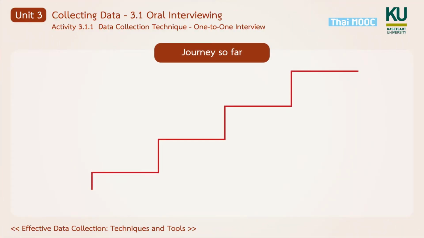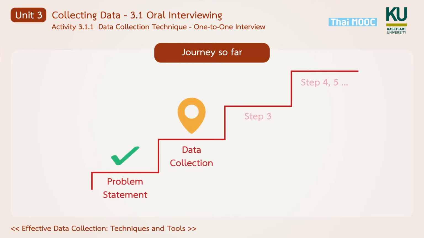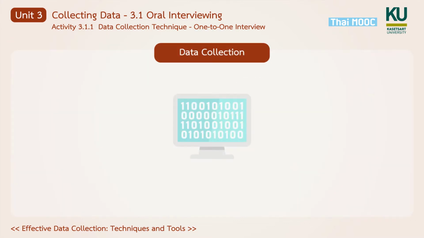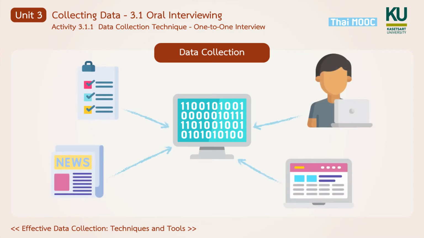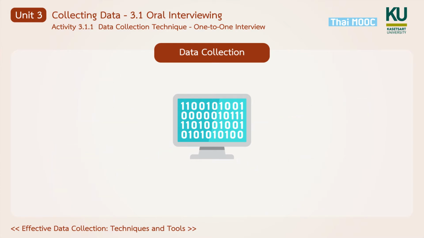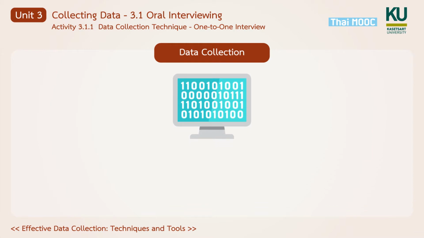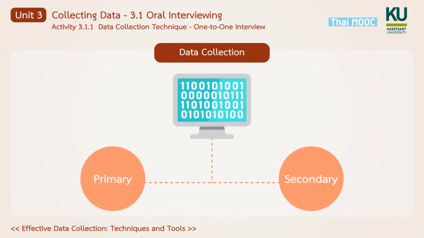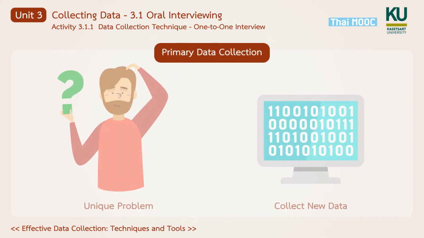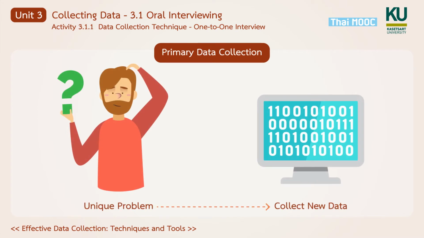Once you have defined the problem statement, the next step is to collect the data which can help to solve the defined problem. Data collection is a systematic approach to gather relevant information from a variety of sources. Depending on the problem statement, the data collection method is broadly classified into two categories. When you have a unique problem and no related research is done on the subject, then you need to collect new data. This method is called primary data collection.